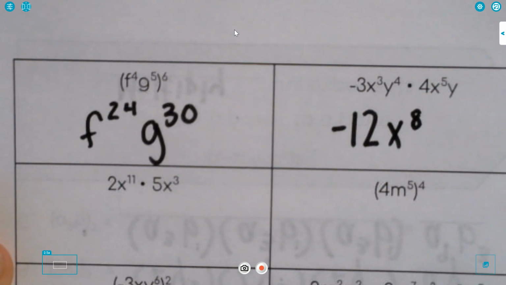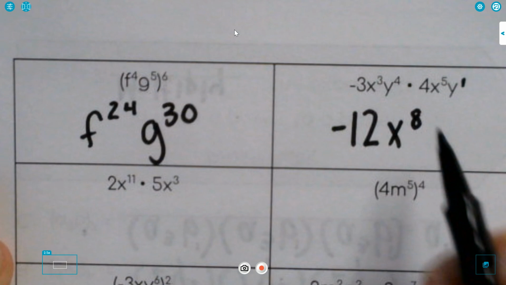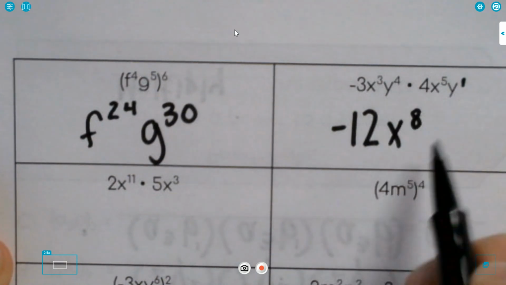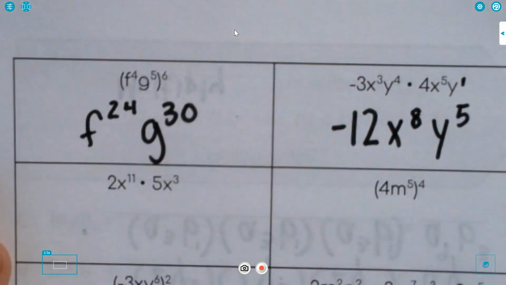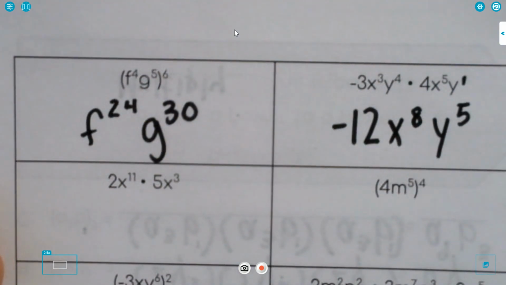And then I've got y to the 4th and this one extra y right there. So I can put my imaginary 1 on. 4 plus 1 is 5. So y to the 5th. So I am adding my exponents for the product rule.